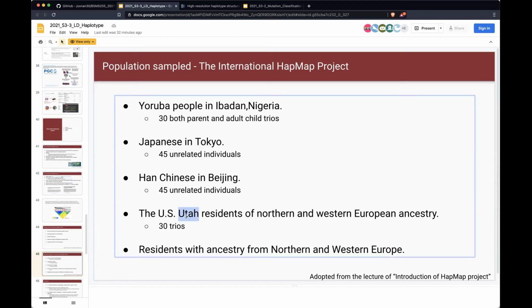So if you go to Utah, you will see lots of Mormons there, and they also recruited people from Northern and Western Europe, so from France or from the Belgium regions. These two can be compared because these people are from mainland Europe, and these people are the immigrants from European society.